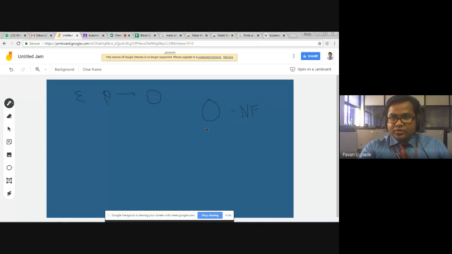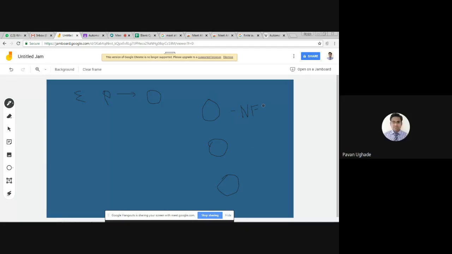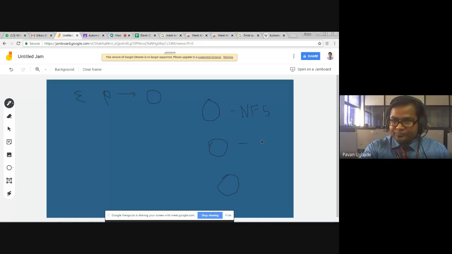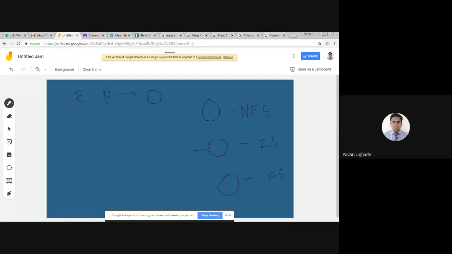So non-final or any kind of states will be represented with the circle. The initial state is represented with a circle, and the final state too. We have three states. This is a non-final state. I'll come up with the initial state, and let us assume this is my final state. All the states are represented with the circle. Non-final, no issues. The initial state is to be represented like this, with an inward arrow.